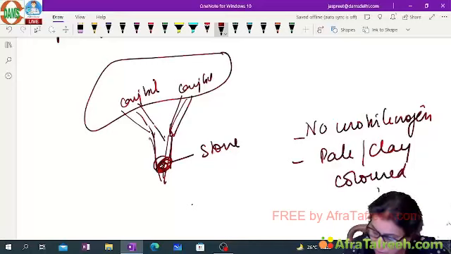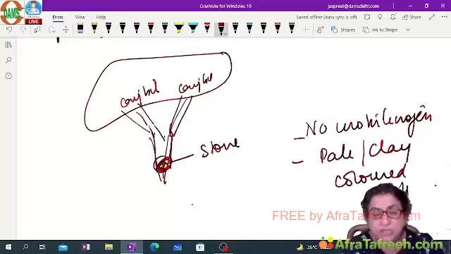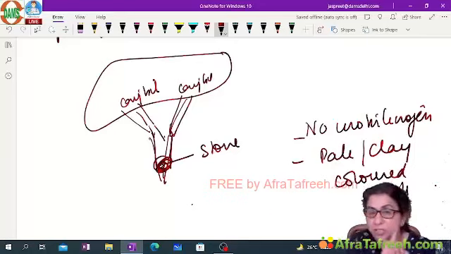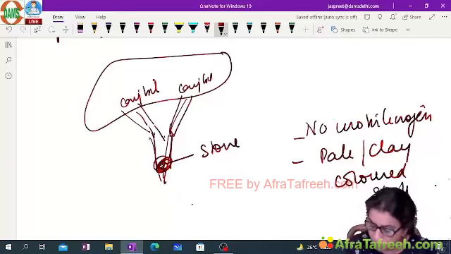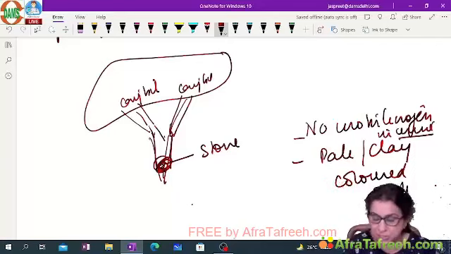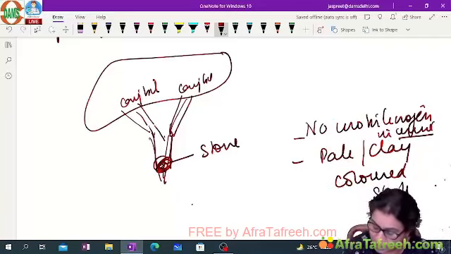Clay colored stools, because you know urobilinogen is responsible for the color of stools and also for the color of urine. Since no urobilinogen is forming, urine will have no urobilinogen and stools will also have no urobilinogen, thus making the stools clay colored. So clay colored stool, and no urobilinogen in the urine also.